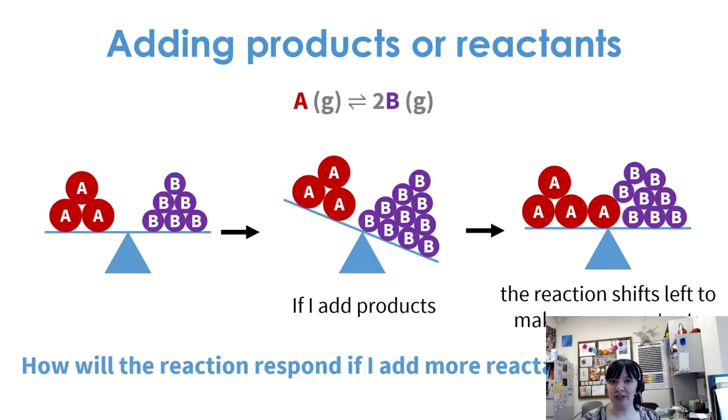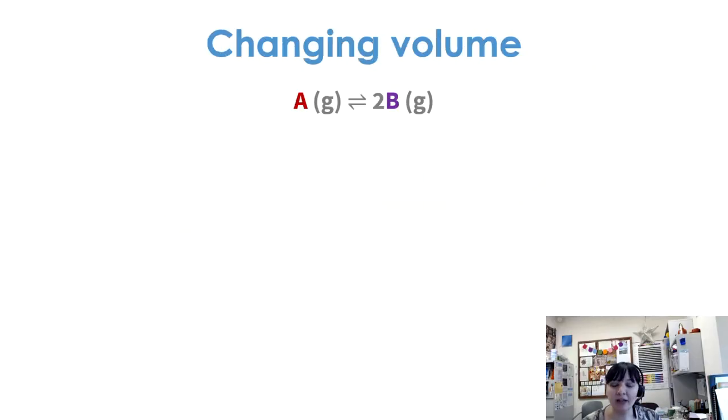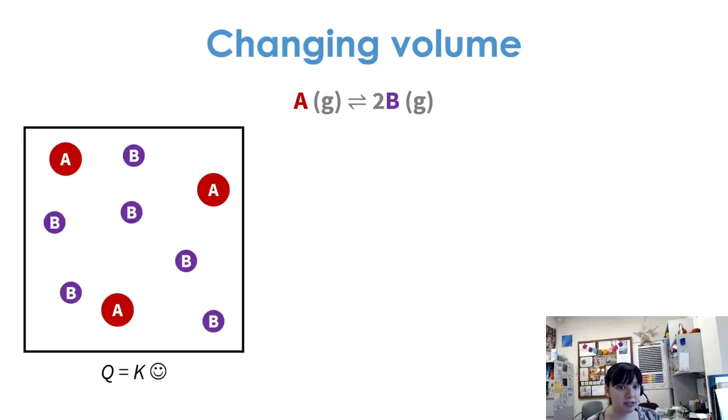Now, these stresses can be rather intuitive in terms of changing the amount of products or reactants, throwing off that balance and trying to restore balance. But another stress that was mentioned was how volume may affect the equilibrium. To picture this, imagine I have a nice little box like so, again with my balance of products and reactants, and currently this box is at equilibrium. I have just the right amount of everything in there.